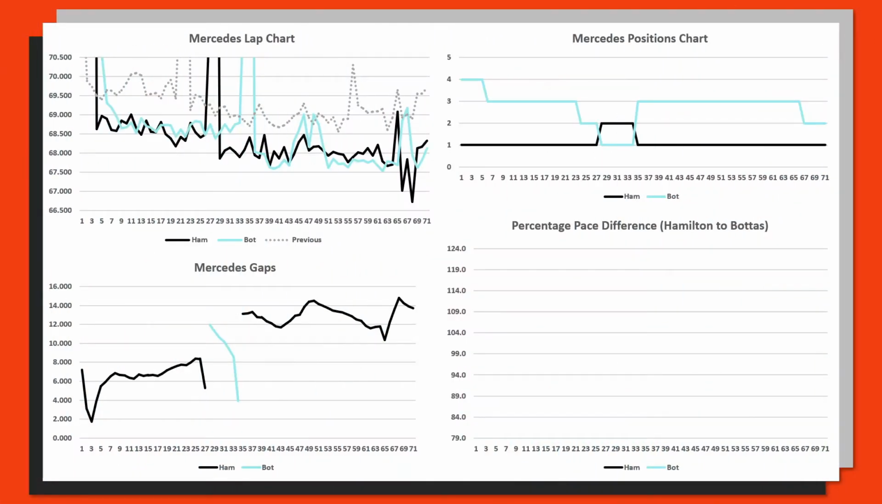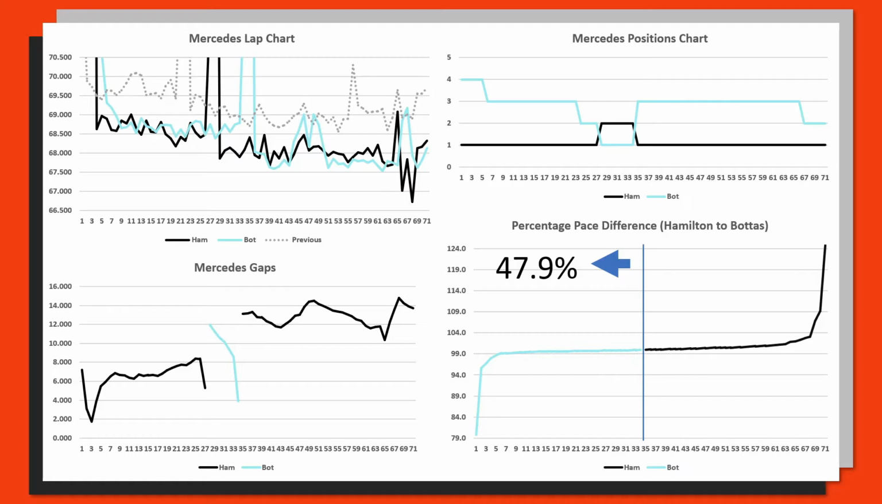And so visualizing this data, we can plot on Lewis Hamilton's lap times and we can plot on Valtteri Bottas's lap times. And then of course we can split this down the middle and we can determine that for 47.9% of this race, 47.9% of the laps raced, Valtteri Bottas was the quicker Mercedes, so therefore for 52.1% Hamilton was the faster of the Mercedes duo.